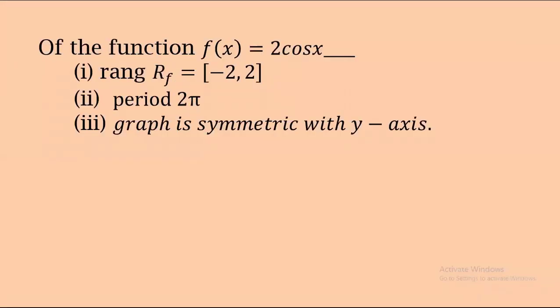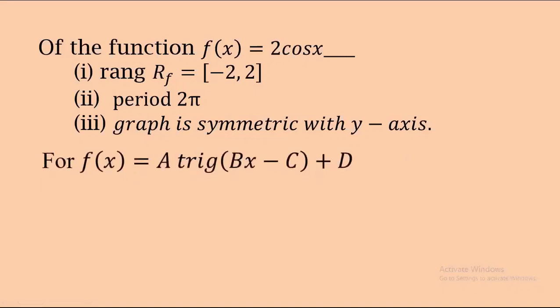Okay, next, the function 2 cos x. There are three options. We have to verify all three. Range is minus 2 to 2. So what is range? For range, you see what we do. We find the maximum value and minimum value. That is considered as range.